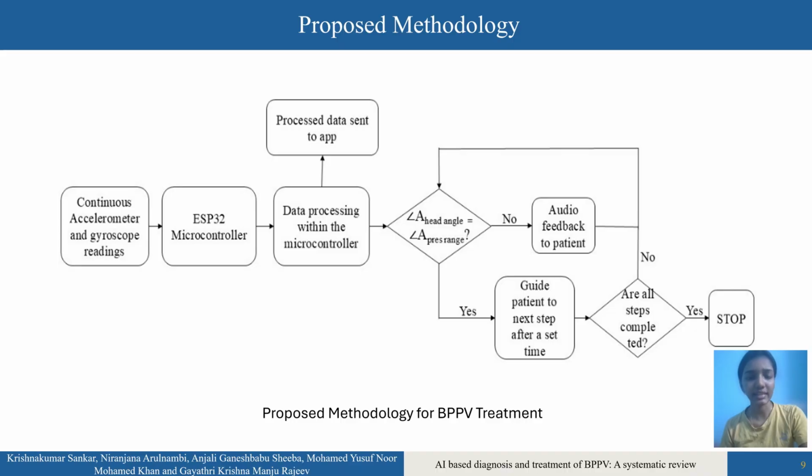All sensor data is sent via Bluetooth to a companion mobile application that displays angle measurements and progress. The goal of this methodology is to create a low-cost, accurate, repeatable, and user-friendly system for guiding CRPs, making it especially useful for patients with recurrent BPPV who may require frequent treatment.